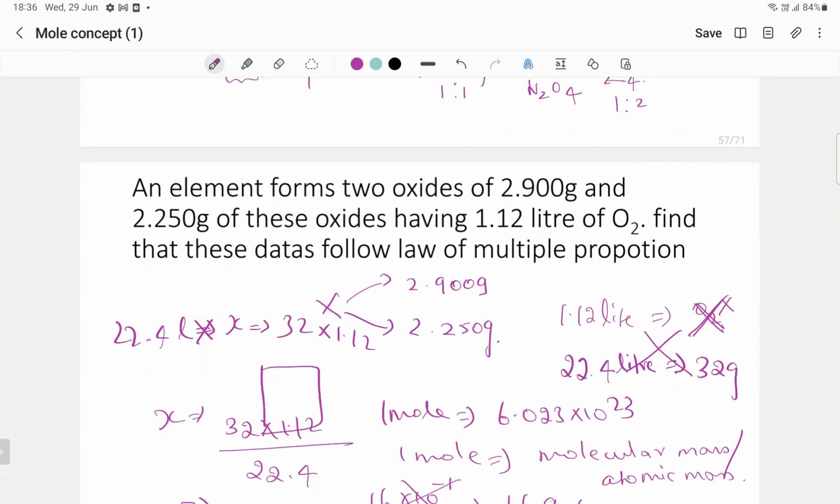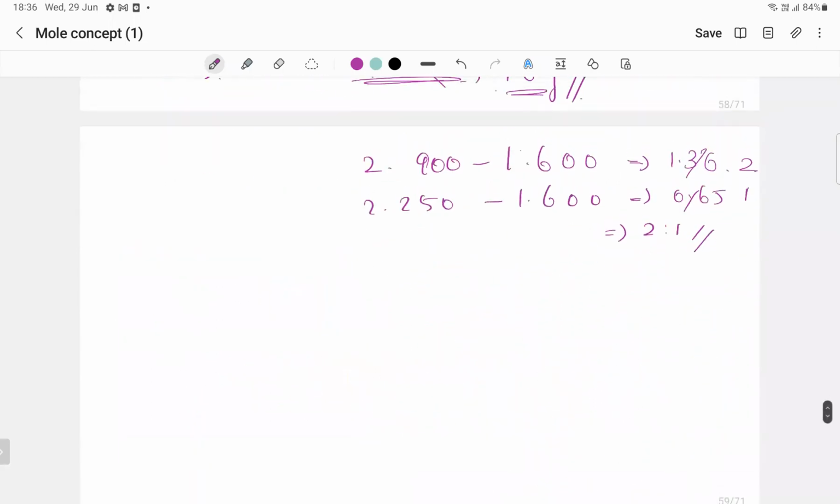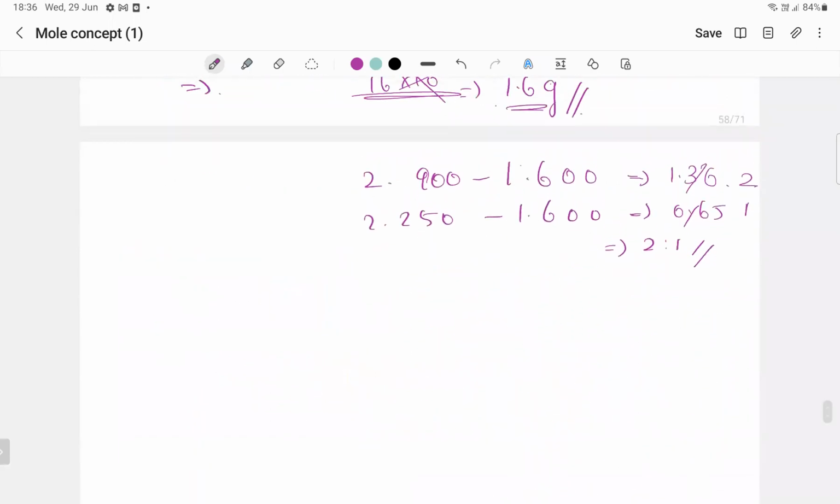We have our standard conversion at the step of 22.4. We have sorted it out and found how much mass of oxygen is present. Now taking the ratio, 2:1, which means it obeys the law of multiple proportion. Simple proportion: 1:1, 2:1, 3:1, 4:1. More than that is very difficult.